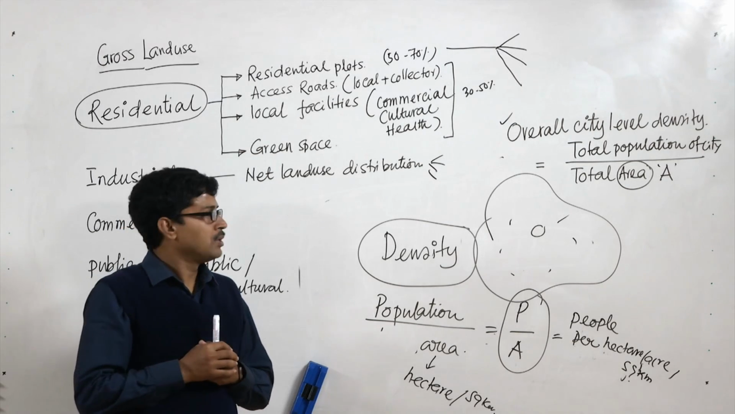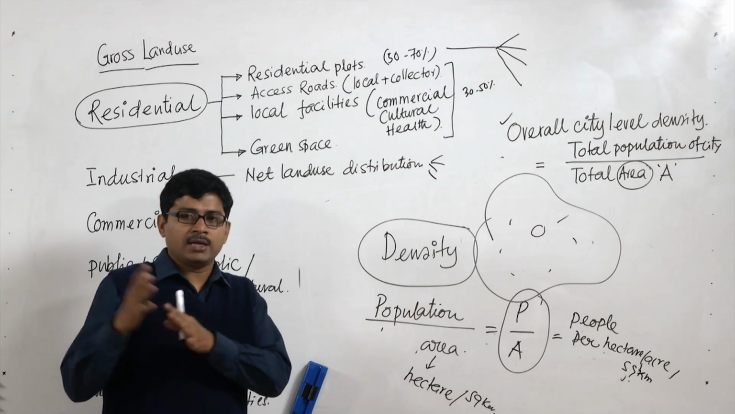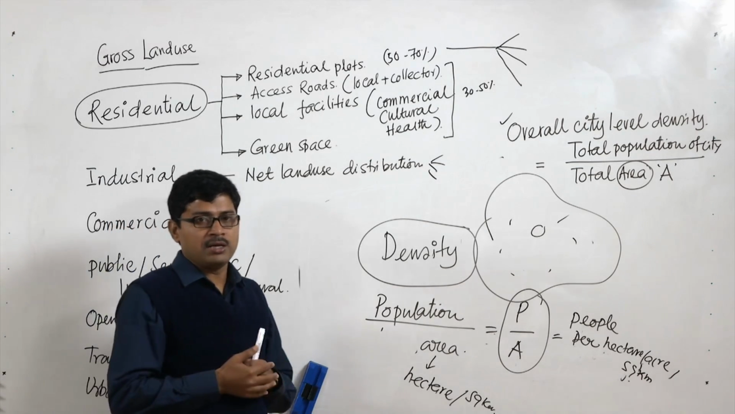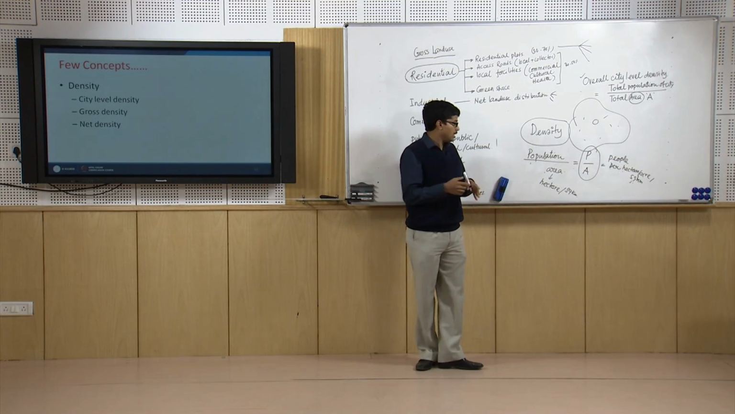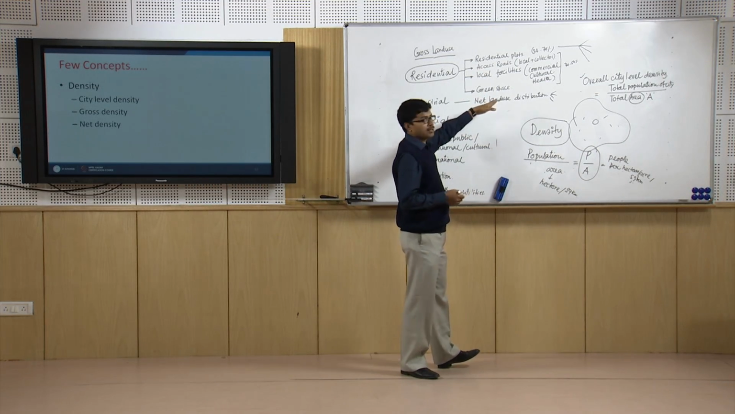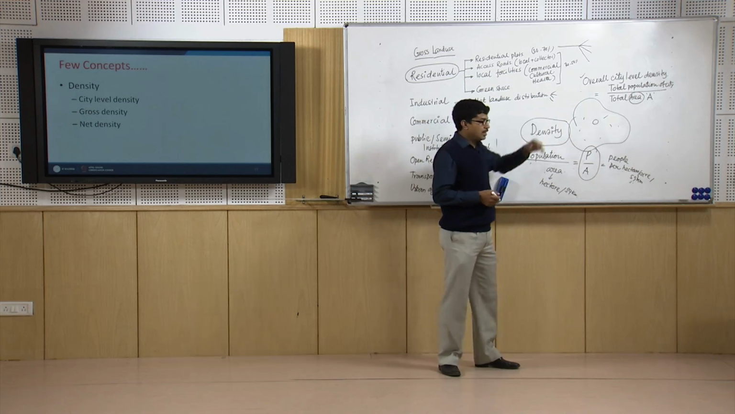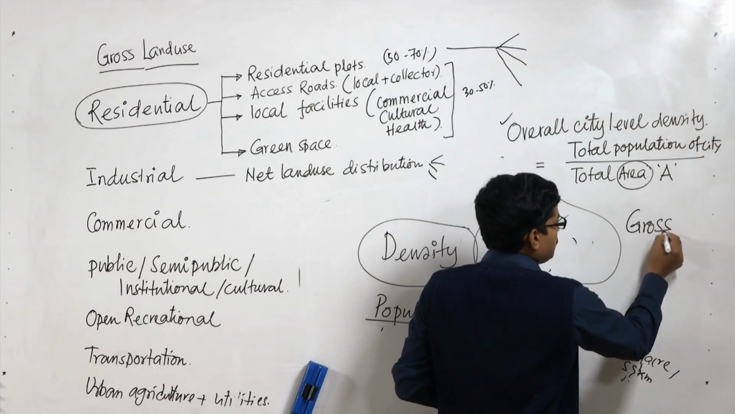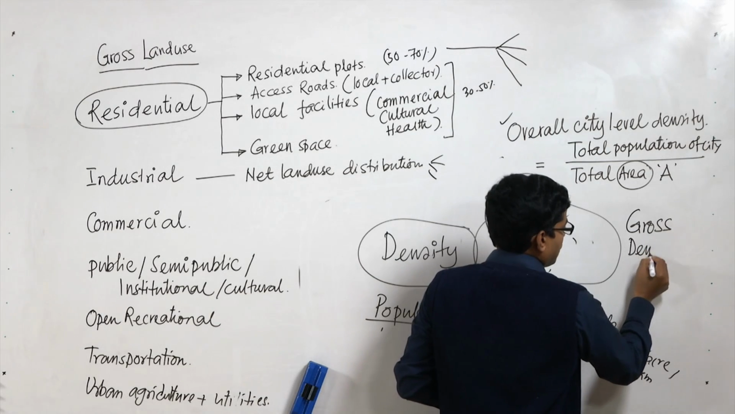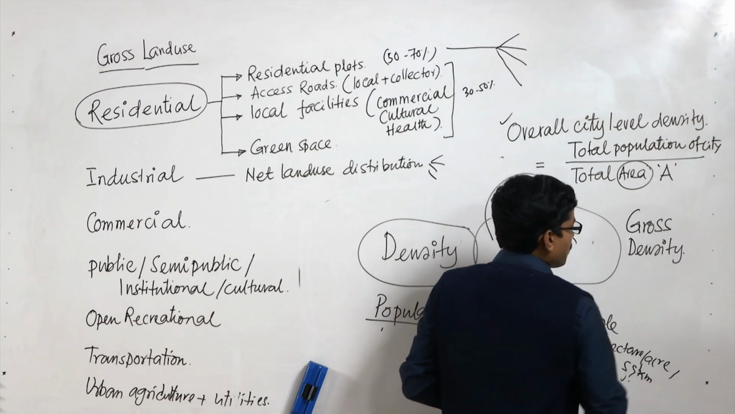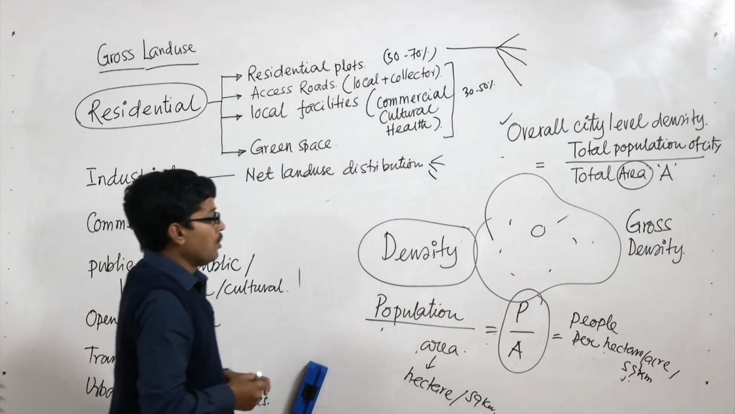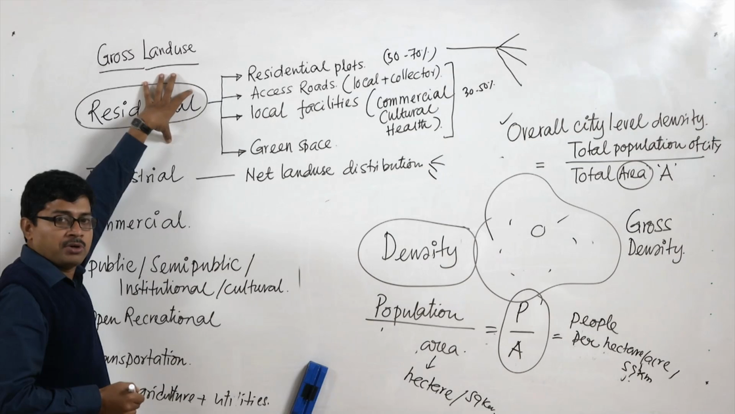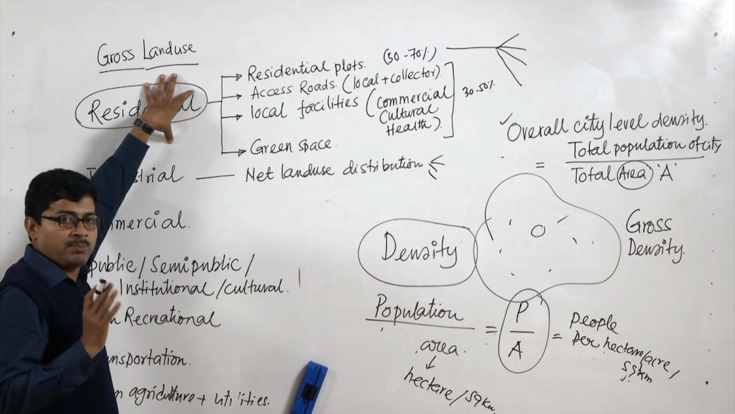For example, some city could be compared with another city which is much more compact, okay, but to work with the density at the ground level, at the development level, as we discussed at the net level, this is not sufficient. Then we calculate the density at the gross land use level. So, gross density. Gross density is the population divided by only the area allotted for the gross land use, that particular land use.